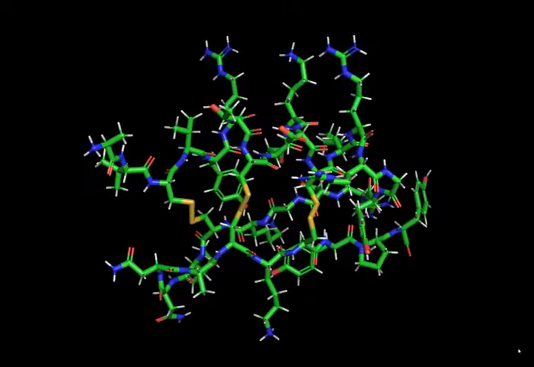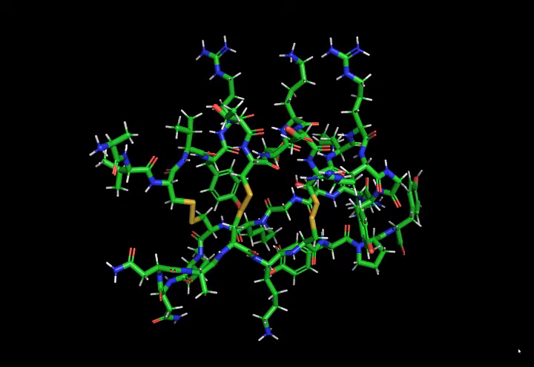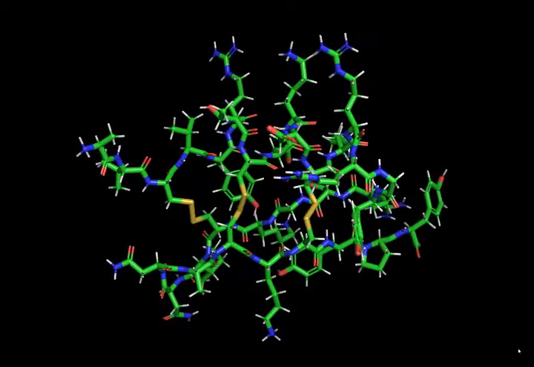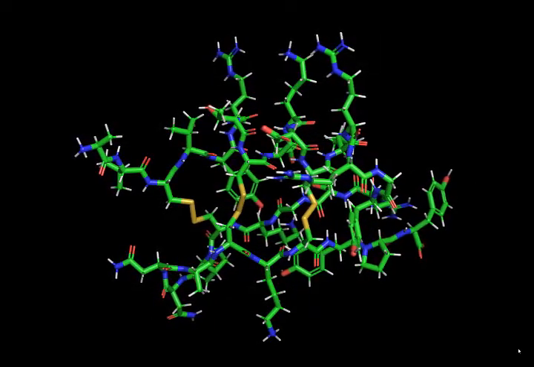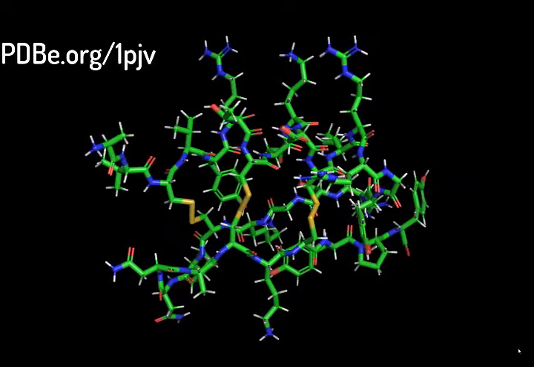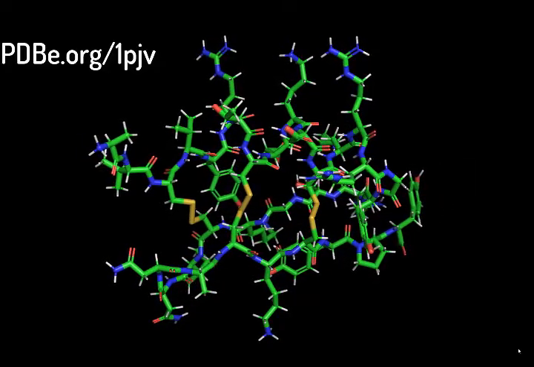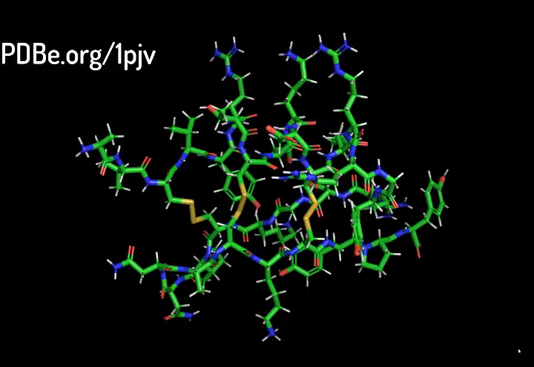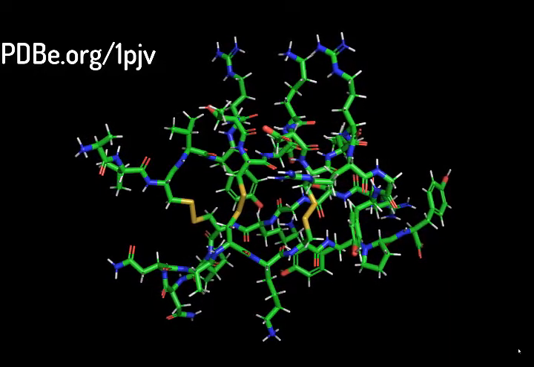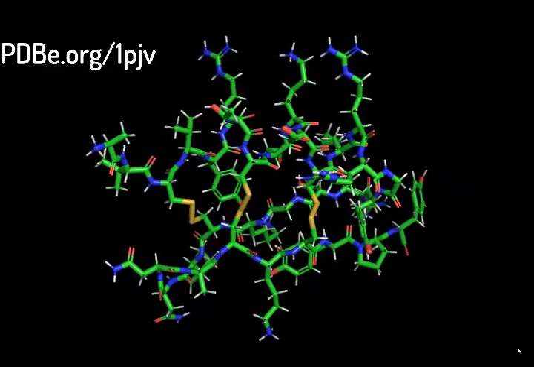This is a protein from a scorpion. It's part of the scorpion's venom, and it's a toxin which it uses to paralyze its prey. If you need to know more about this protein, you can find it in the protein data bank with the code 1PJV.